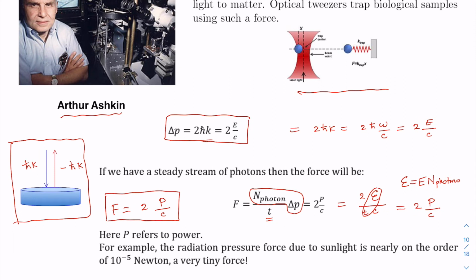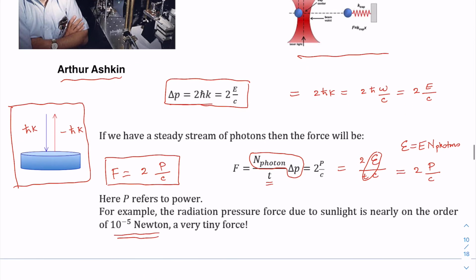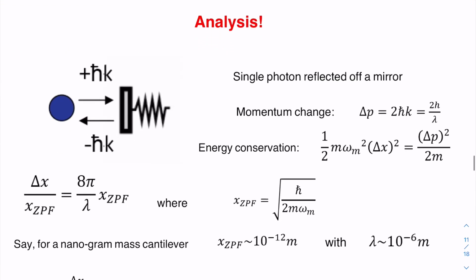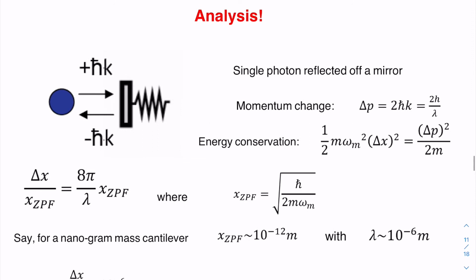For example, the radiation pressure force due to sunlight is nearly on the order of 10 to the power minus 5 Newton, which is a very, very tiny force. Okay, let us analyze this radiation pressure force a little bit more, because we'll see this analysis is going to help us in understanding the optomechanical system.